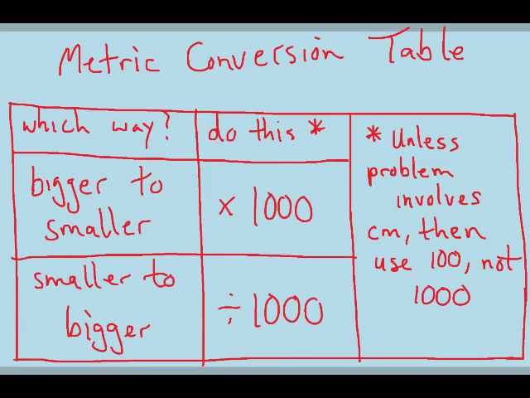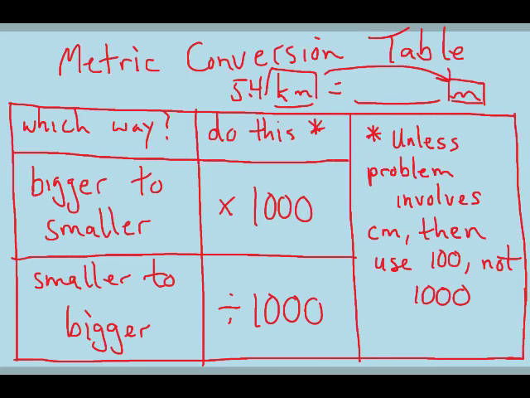So something like this. If I have 5.4 kilometers and I want to know how many meters that is, what I'm doing is going from kilometers to meters, okay? And if you do the actions, you know that kilometers is bigger than meters. So what I'm doing is going from bigger to smaller. So that would be this part of the table, okay? Bigger to smaller. What am I supposed to do? I'm supposed to multiply by 1,000, and I'll get to this chunk in a second here.